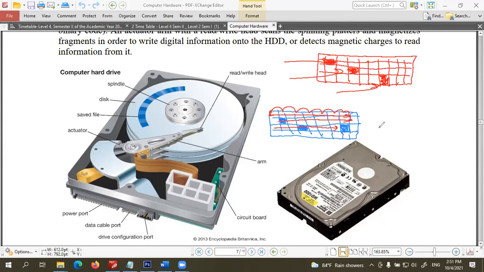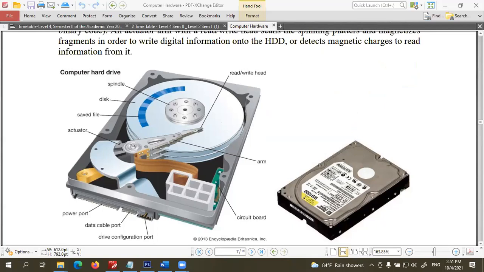That is how the hard disk works, and that is how the data in the hard disk is accessed. Sequential access, right?